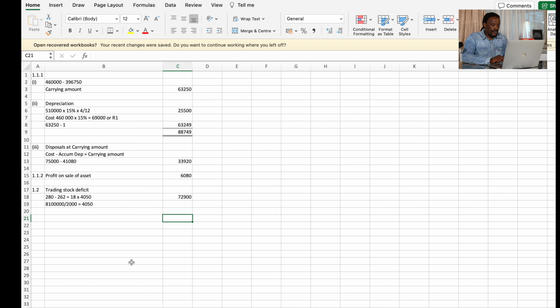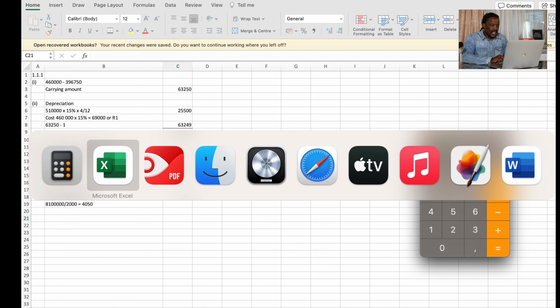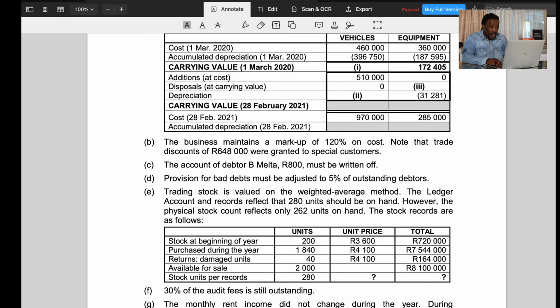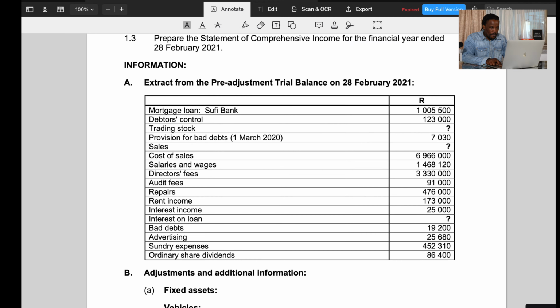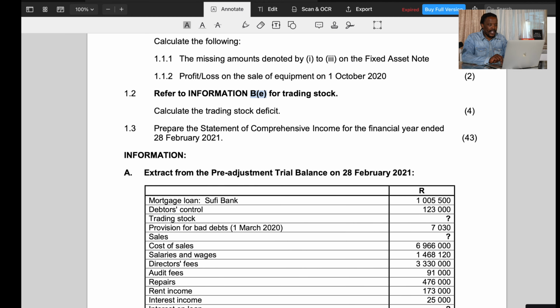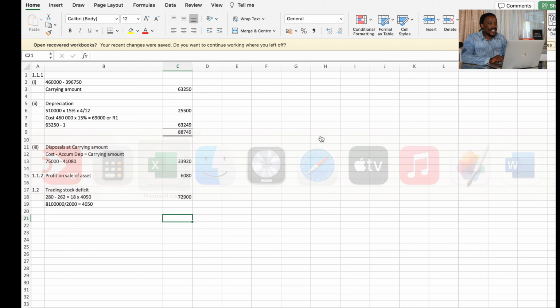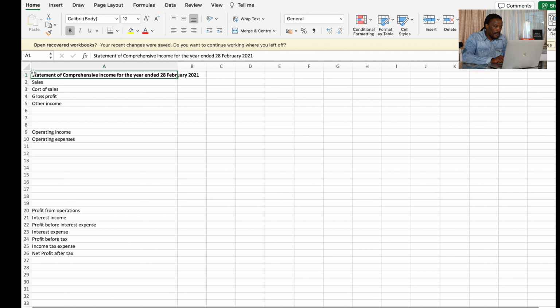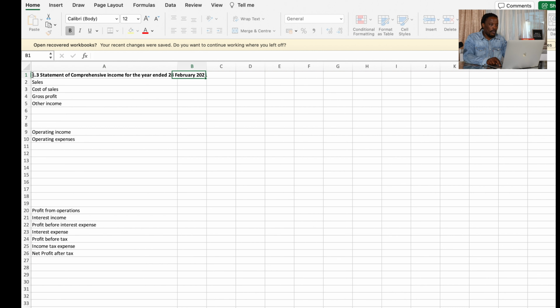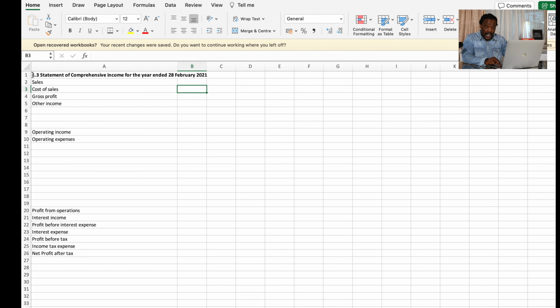And we carry on looking at what is the next question. The next question is 1.3. Prepare the statement of comprehensive income. Now, out of this statement of comprehensive income that they request you to prepare, you already have marks that you must cut and paste and put there for the sake of time, for the sake of marks, for the sake of not forgetting.